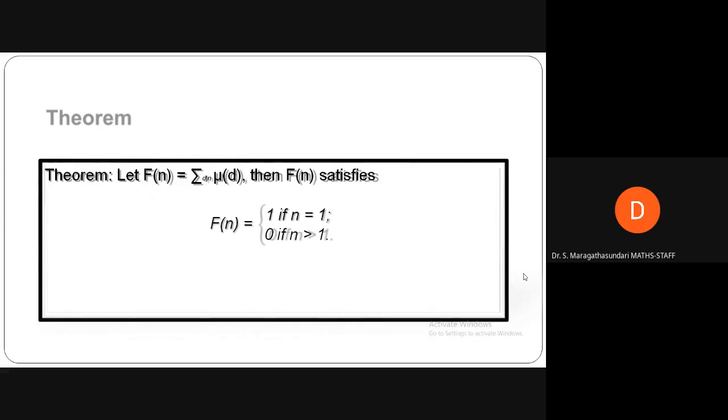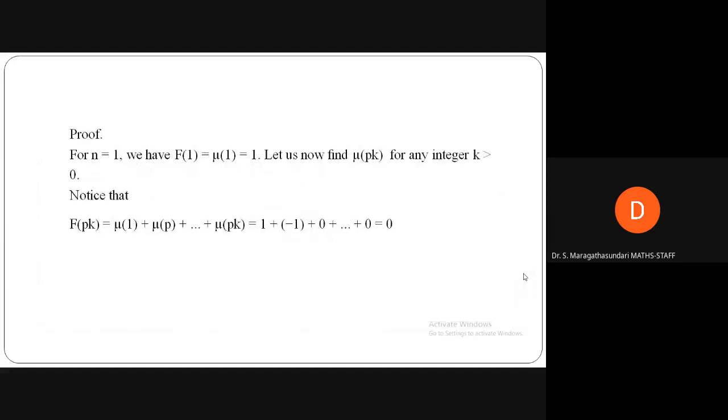Let f of n be equal to the summation over d dividing n of mu of d. Then f of n satisfies the relation f of n equals 1 if n is equal to 1, and equals 0 if n is greater than 1. The proof is given in just two steps.